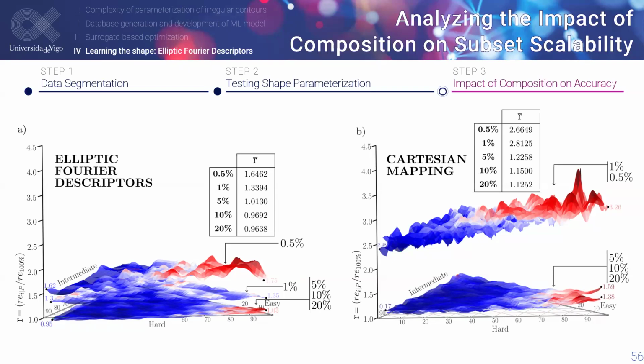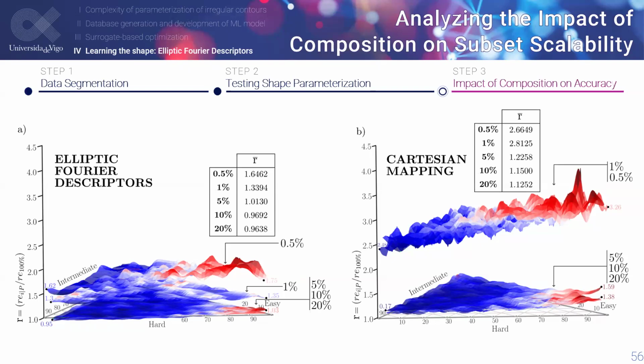So basically, whatever surface is close to the one means that's a model that has an error close to a model that was trained with the entire dataset. Here you have different surfaces for the different percentages. This is a model that was trained with only 0.5% of the information, 1, 5, 10, and 20. And here you can see really clearly that the elliptic Fourier descriptors show a lower error compared to the Cartesian mapping for the smaller datasets.